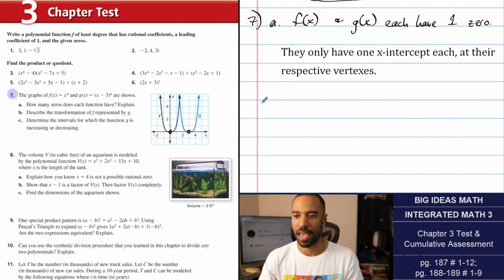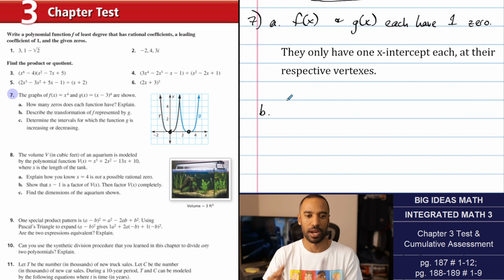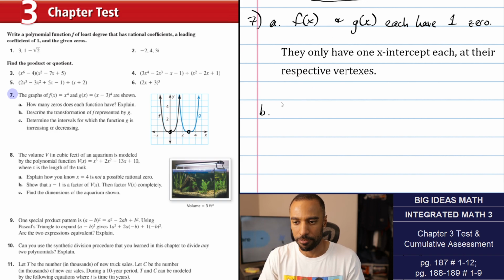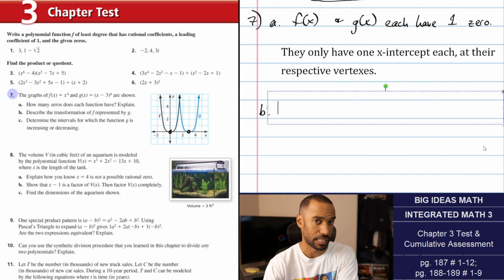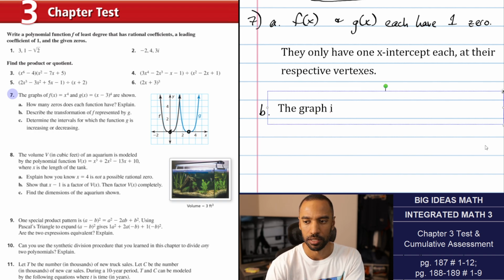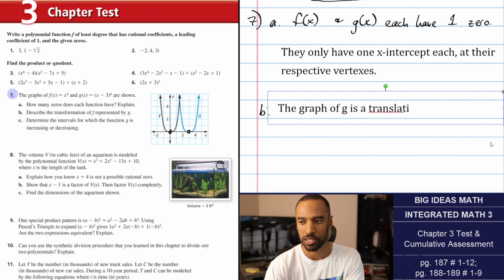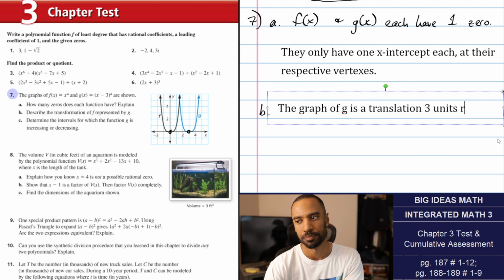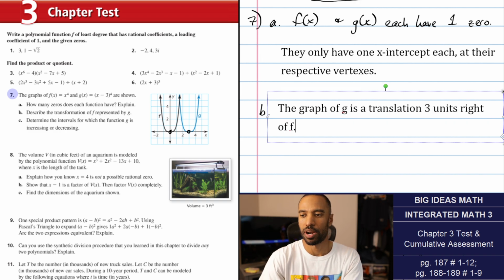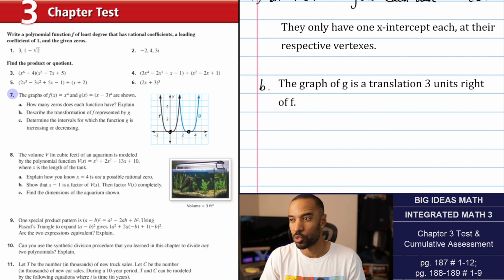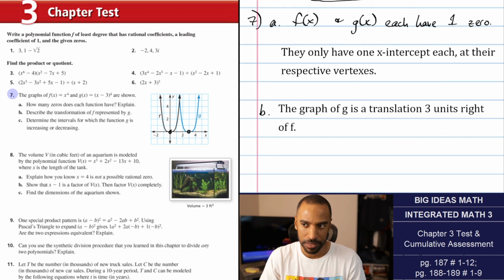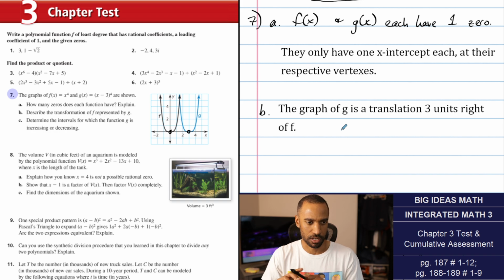Describe the transformation of f represented by g. I'll also type this one out. For g, you can either look at the graph or look at the equation. If you look at the graph, you can see it's 3 units to the right of f, and that's exactly how I can explain it. The graph of g is a translation 3 units right of f. The equation also indicates that whenever there's something inside of your function, the part that's being raised to the fourth power, it's going to be taking the opposite of what we're doing. The minus 3 means we're going 3 to the right, and that's the translation.